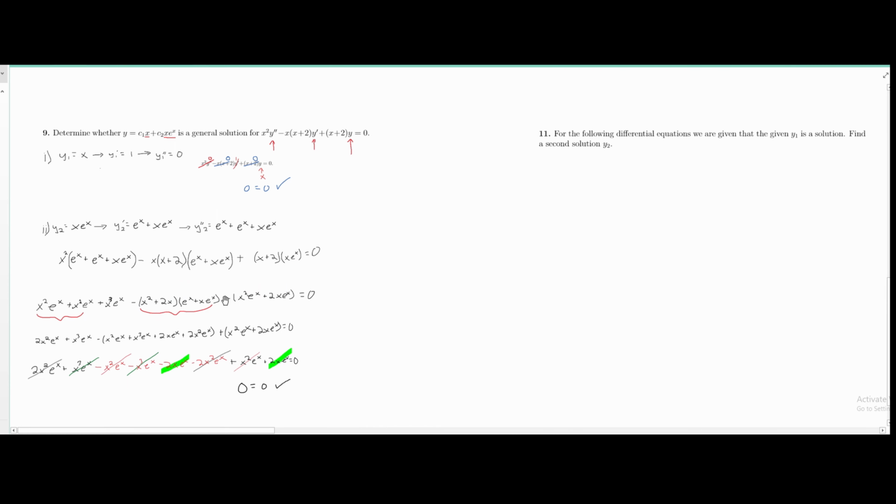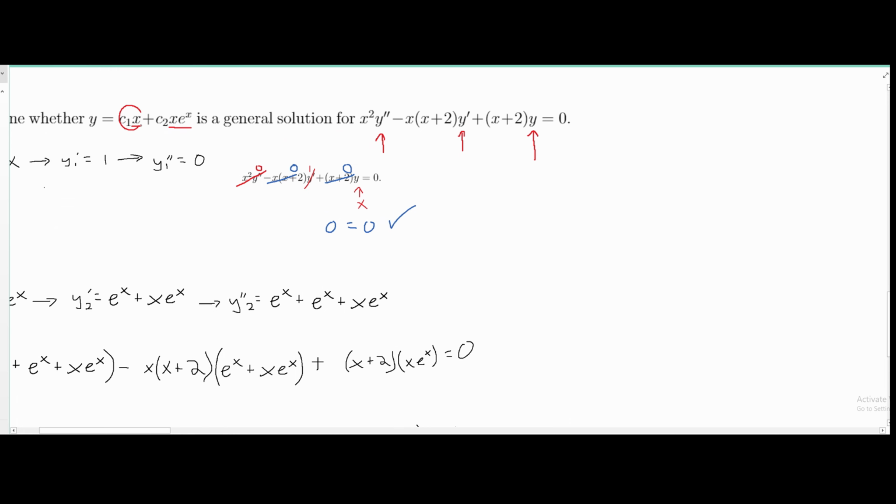Now, for step 3, what we need to do is have our y1 and y2 values go into the Wronskian and ensure that it does not equal 0.